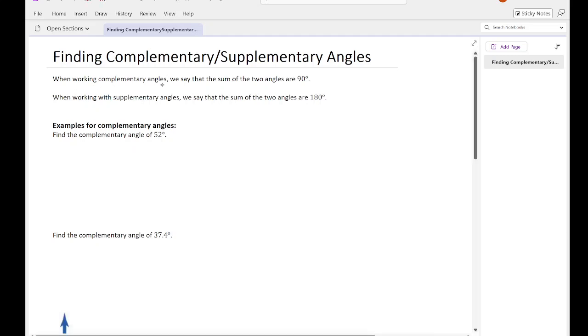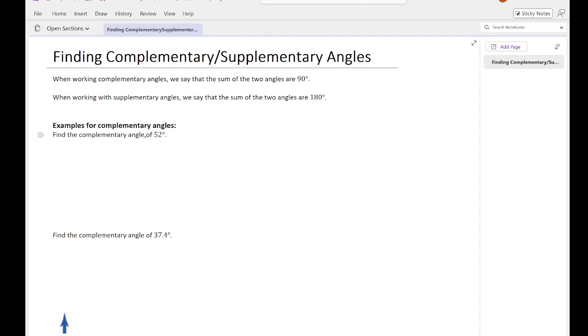When working with complementary angles, we say that the sum of the two angles is 90 degrees. When working with supplementary angles, we say that the sum of the two angles is 180 degrees. Knowing just those two facts alone, we can answer questions finding complementary and supplementary angles. So first off, we're going to start with complementary angles.